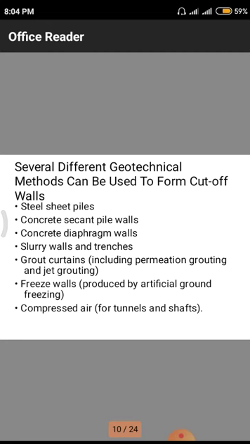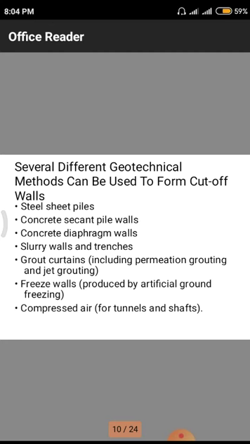What is the purpose of a grout curtain? The soil is grouted with a particular amount of cement paste like a curtain. That means in the shape of curtains, so that the soil does not absorb any water or other liquid, including permeation grouting and jet grouting.